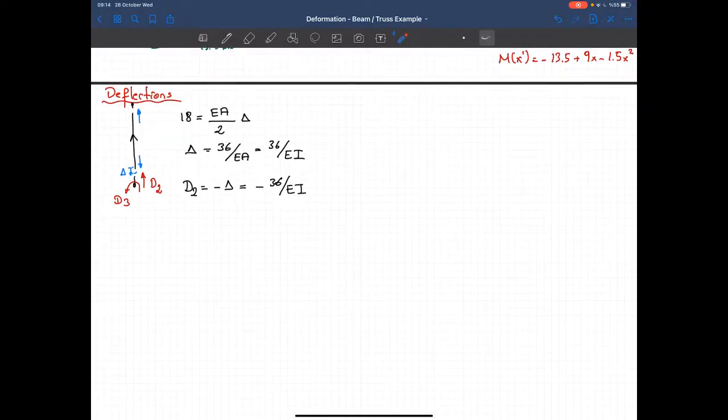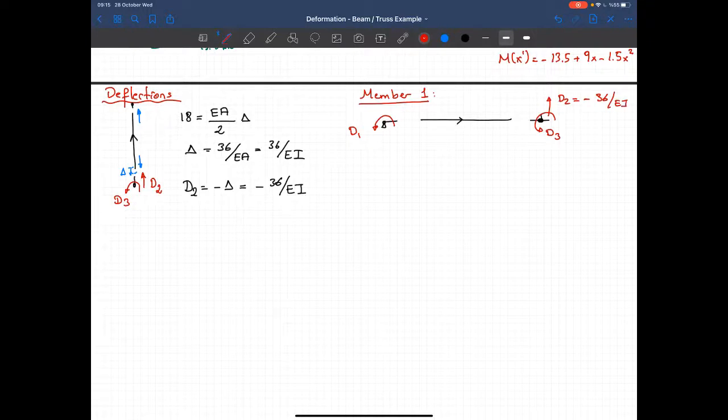Now let's take a look at the first member, right? Let's draw it. I have a pin support here. That's our first member. Let's show the degrees of freedom. I have d1 here, d2 here, and d3 here, and we already calculated the value of d2 as minus 36 divided by EI.